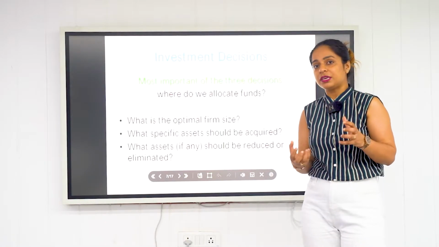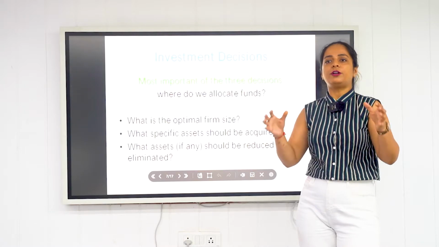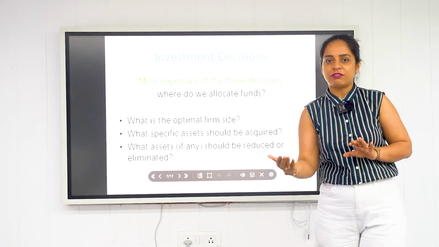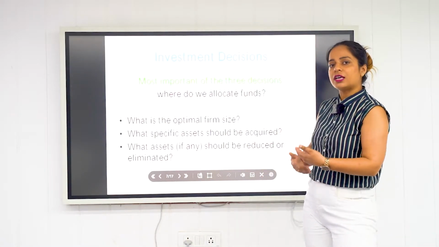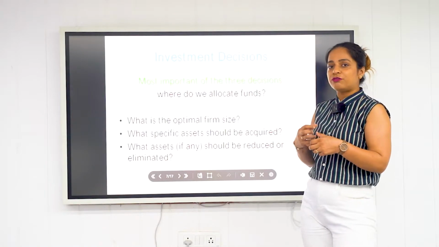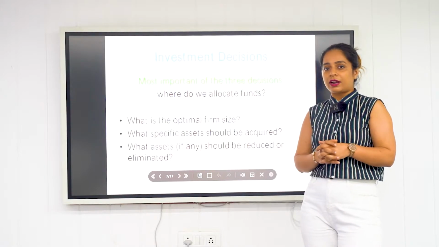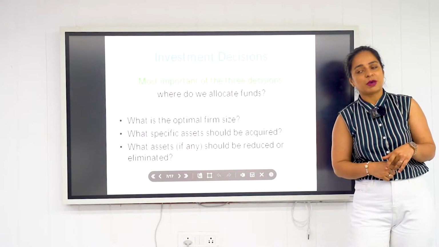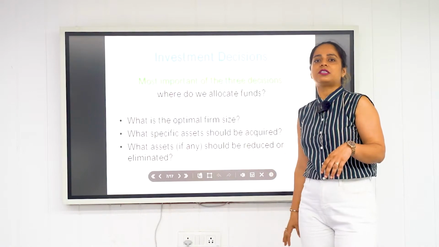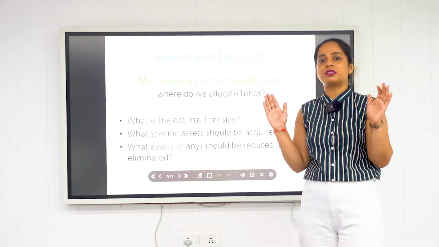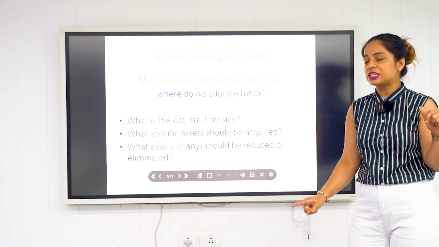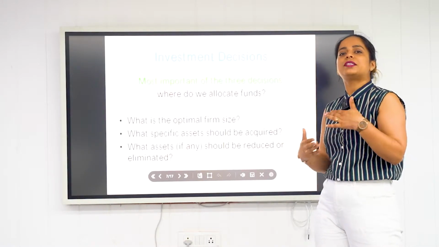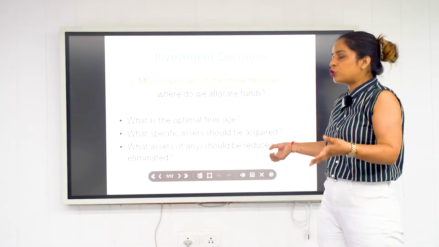Optimum firm size means how much assets are required for a firm so that it will give us a maximum return. How much amount is to be invested into that particular asset that will give us maximum, optimal profits, that will increase our wealth. Also, there are two objectives of financial management. One is profit maximization and another is wealth maximization. So if we are taking the investment decision under financial management, we have to keep that in mind, that with the help of this decision a finance manager could optimize or maximize their wealth or their profits, right?